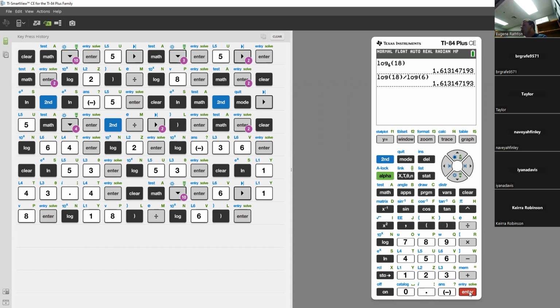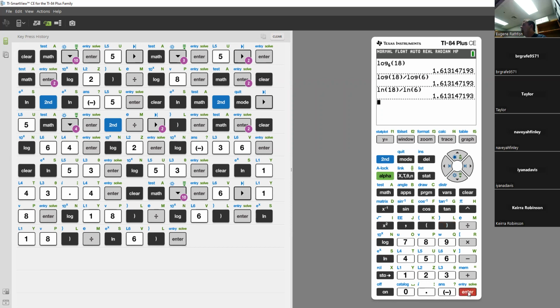Now y'all want to see something that's cool? Notice on both of those, I used logs. Watch this. I can do the ln of 18, close parentheses, divided by the ln of 6, close parentheses. Once I hit enter, I get the same answer. So if you use change of base, it doesn't matter whether you use the logs or the ln's, as long as you use the logs both times or the ln both times, okay? Either one of those will get you that answer. So what do we get? 1.6131, okay?